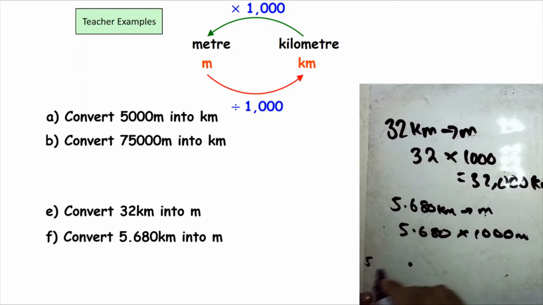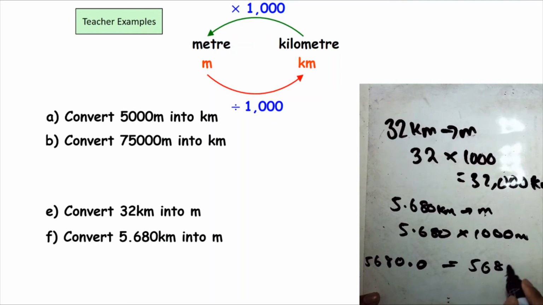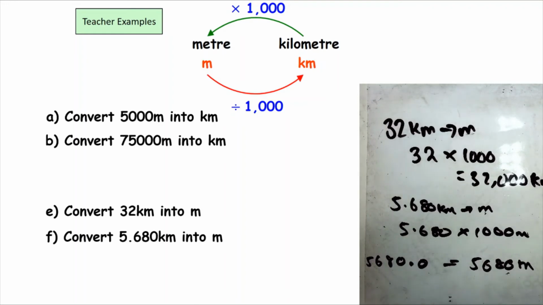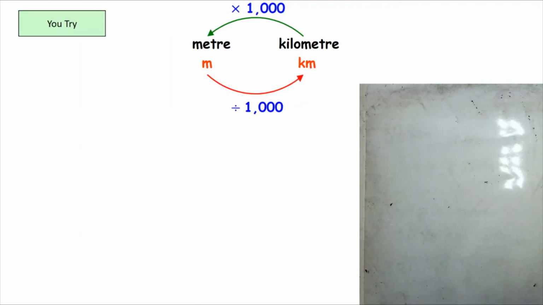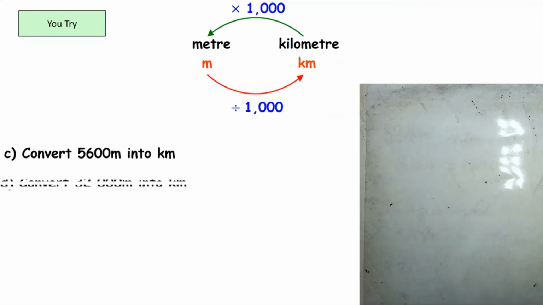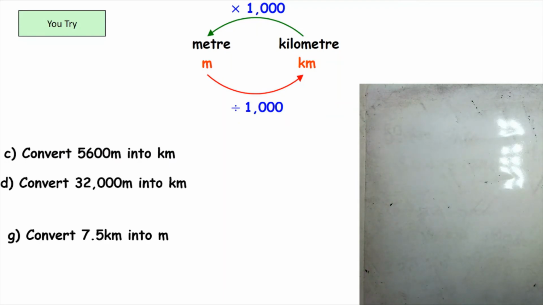So the 5 goes into the thousands. This 6 that was directly next to it will then go into the hundreds. The 8 will go into the tens, and this 0 is now a place value in the tens column. And we get left with 5,680. So 5.68 kilometers is 5,680 meters. Okay, so here are some examples for you to try now. I want you to try converting all of these. Try this on a piece of paper, and I will be going through it shortly after. So just pause the video once you're ready to do it.